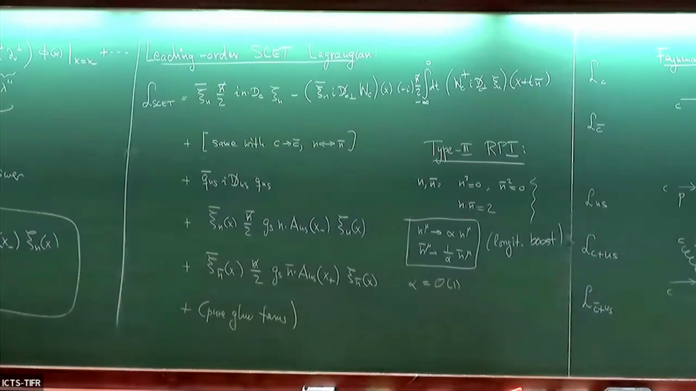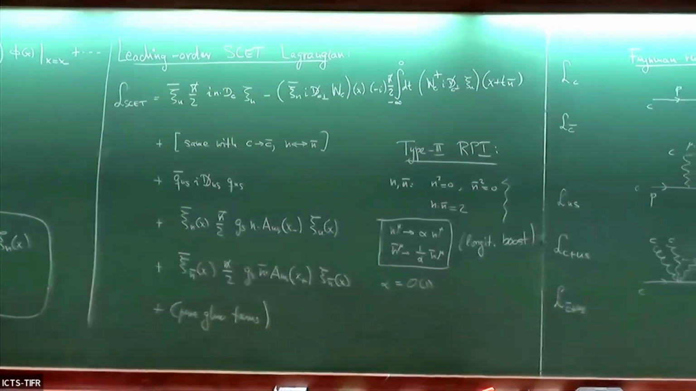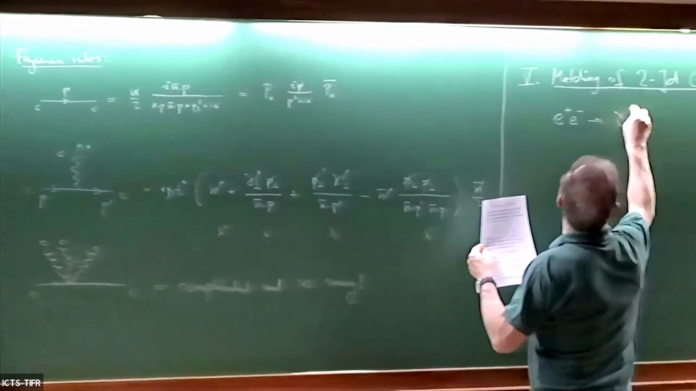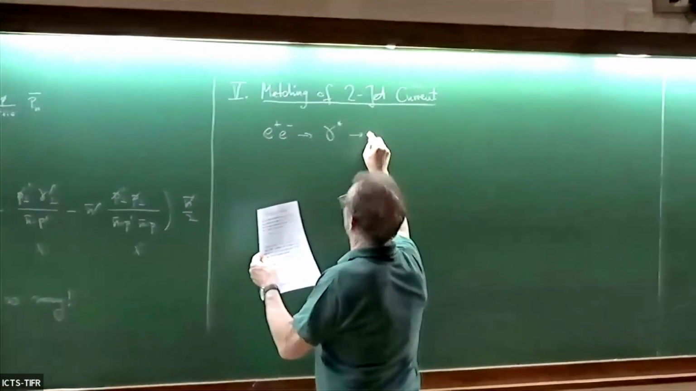I think hopefully it's clear, otherwise we can also bring it back up in the question session. So next section, matching, because this is really important now: matching of the two-jet current. Because so far we have just discussed the Lagrangian, now we want to do something with that Lagrangian. And one of the most important applications is this type of situation, e+ e- to gamma* to 2 jets, okay?